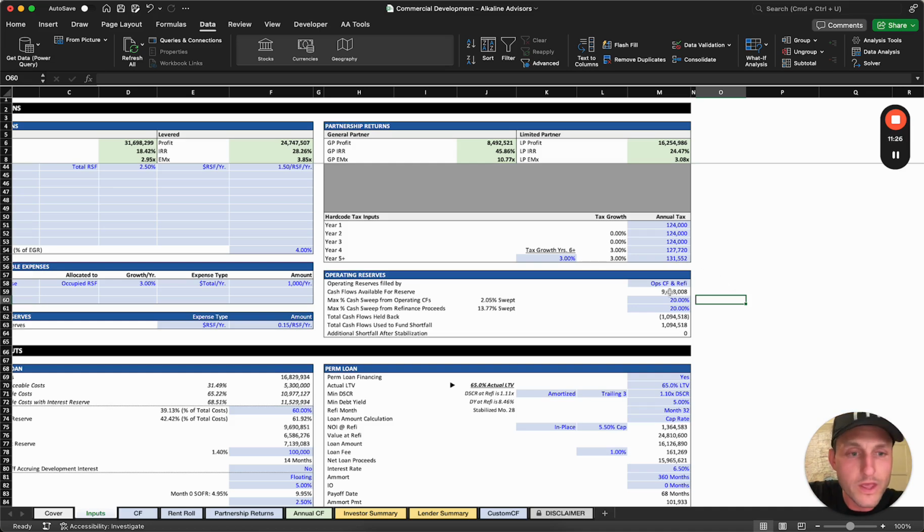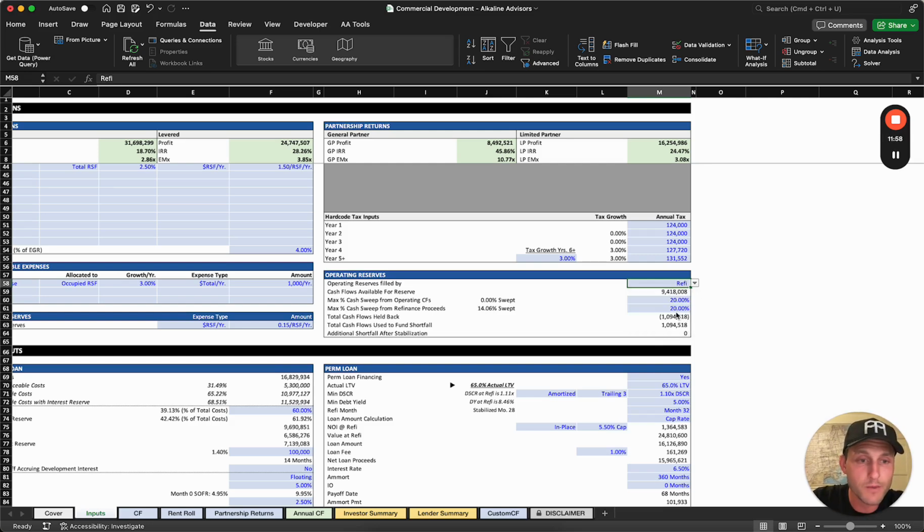So the way that we are identifying how we're building out the operating reserves is by this toggle. We can either say that we're going to pay all the shortfalls with equity, and if that's the case, we're not building out the operating reserves. We're just, every time there's a shortfall, going to come out of pocket. Or we're going to build out the operating reserves based on either sweeping some operating cash flows, sweeping the refi, or sweeping both the operating cash flows and the refi.